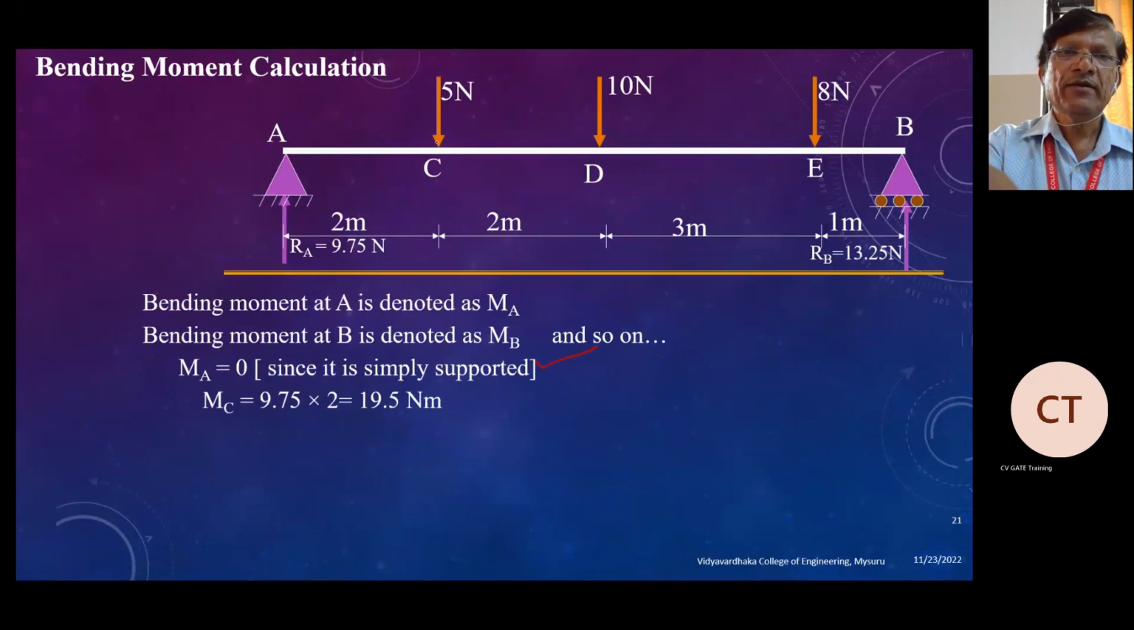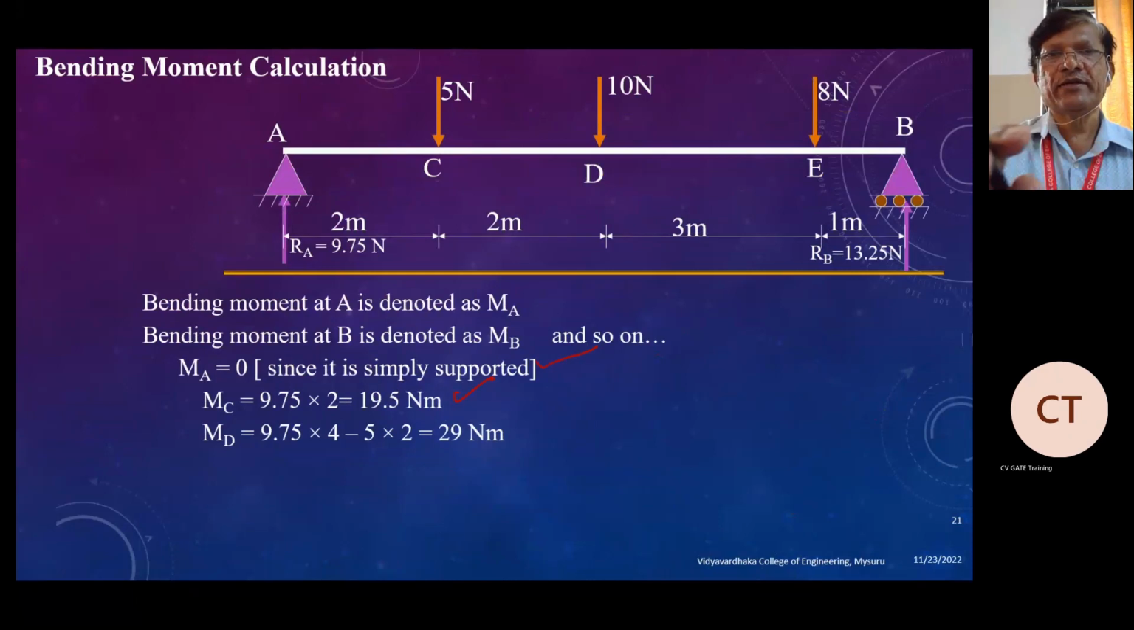For the moment, you can take either the left side or the right side of the section. You are interested in calculating the moment at C. So MC is equal to the reaction into the perpendicular distance. Next is MD. For MD, you can take either the right side or the left side, it doesn't matter. Consider the side with the smallest number of reactions. So here 9.74 into the distance.